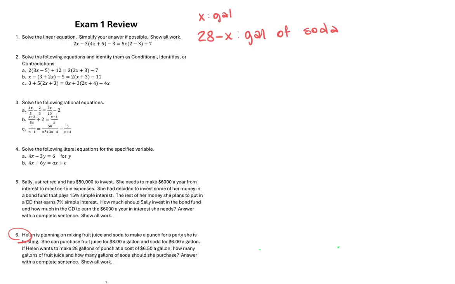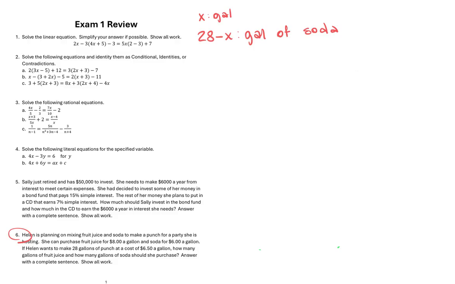I know that Helen wants to make 28 gallons of punch at a cost of $6.50 per gallon. So I know that my cost at the end of the day is going to be 6.5 times the number of gallons that I have, 28. Okay, perfect. And now I want to know how much money I'm spending on the fruit juice and on the soda in particular. So if I have X gallons of fruit juice and I'm paying $8 per gallon, I should just write X times $8 to find out how much money I'm spending on that fruit juice.